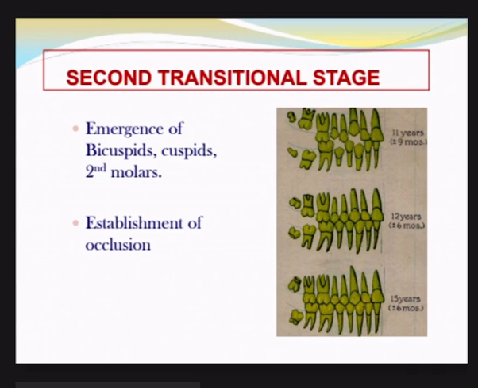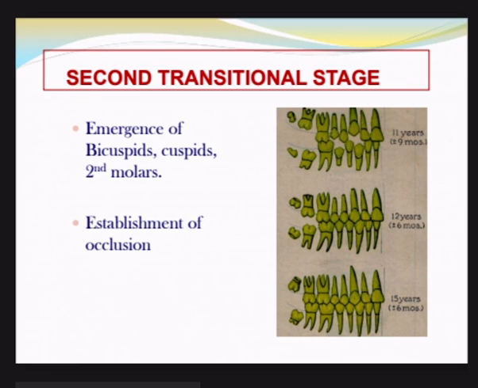Now coming to the second transitional stage. Remember the second transitional stage: the emergence of bicuspids, cuspids and second molars is happening. One key point I would like to revise again: if in the early mesial shift, class 1 molar relationship is not established, this is where the class 1 molar relationship will be established.